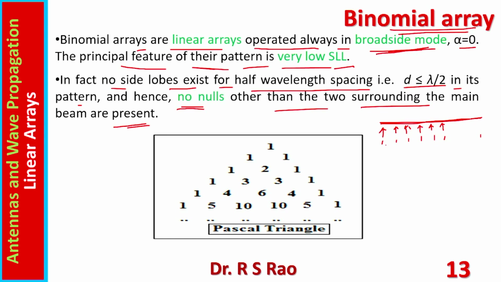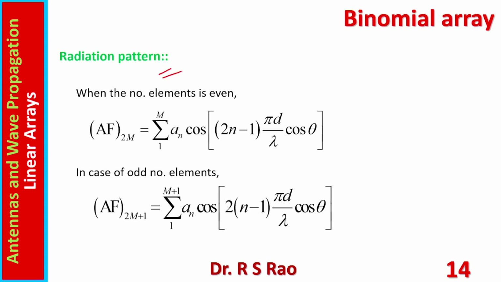In the case of binomial arrays, the ratio of excitation currents into the various elements is given here in the form of a Pascal triangle: 1, 5, 10, 10, 5, 1. Consider a 6 element array. If the current into the first element is 1 ampere, the second element must be 5, the third 10, the fourth 10 amperes, the fifth 5 amperes, and the sixth, last element, 1 ampere. These are all binomial quotients.